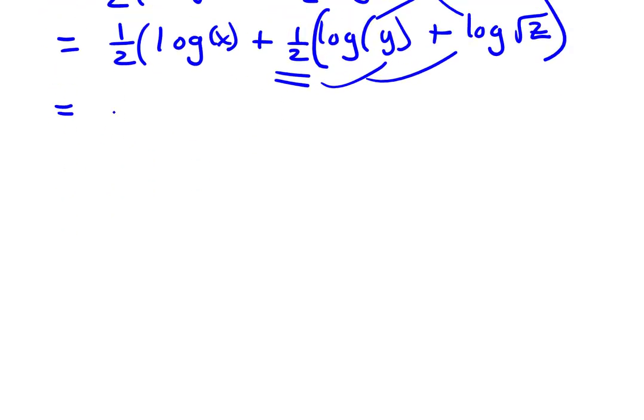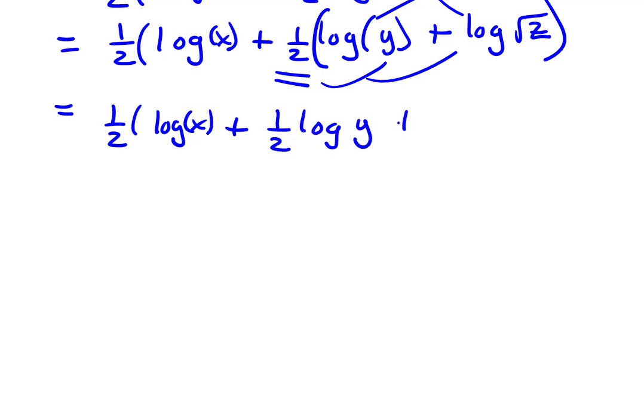We have 1/2 times log of x plus, now if we distribute the 1/2 into these last two terms, we'll have 1/2 log of y plus 1/2 log of z, but you'll notice it's not z, it's square root of z, which means there's yet another 1/2 power to deal with. So it's really z to the 1/2.